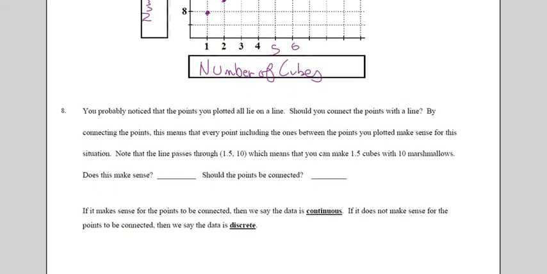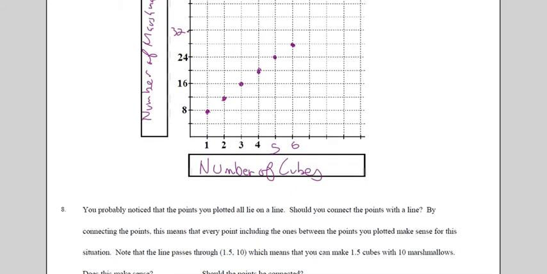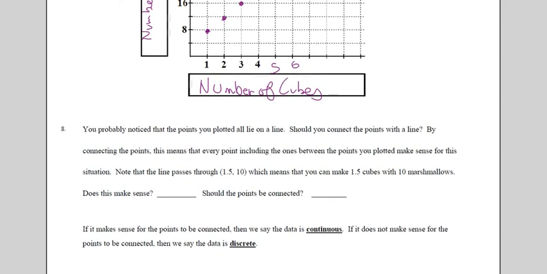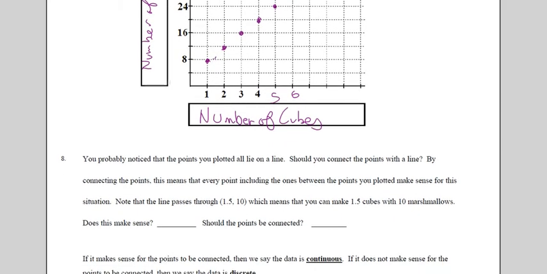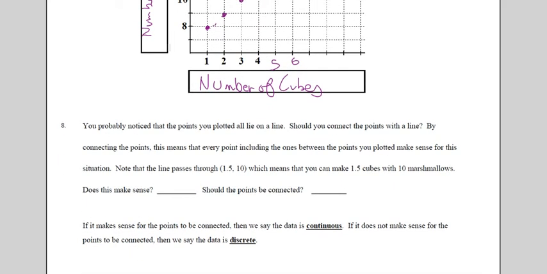Should you connect the points with a line? So should we join these? By connecting the points, this means that every point, including the ones between the points you plotted, makes sense for this situation. So note, if you do draw a line, it's going to go through 1 1/2, 10. Which means that you can make 1 1/2 cubes with 10 marshmallows. Does that make sense? No. Should the points be connected? No.